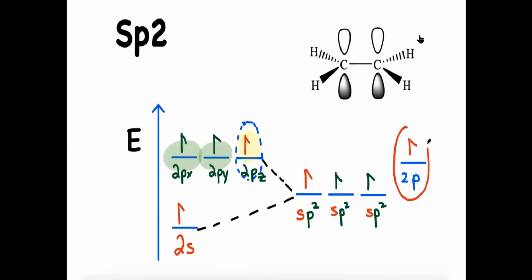Now this unhybridized p orbital, in forming a double bond, goes and shares that electron with another carbon's unhybridized p orbital. So I'm going to draw in this additional electron. The sharing of these 2 unhybridized p orbitals, we call that a pi bond. Okay, so a pi bond is really a double bond that's formed by the sharing of 2 unhybridized p orbitals. So that's what an sp2 hybridization energy diagram looks like.